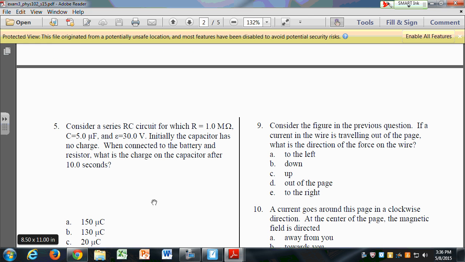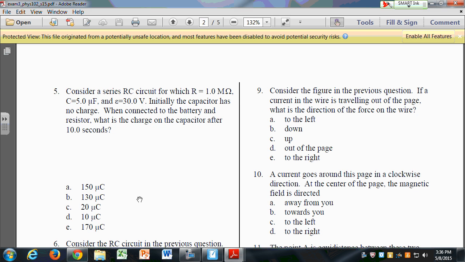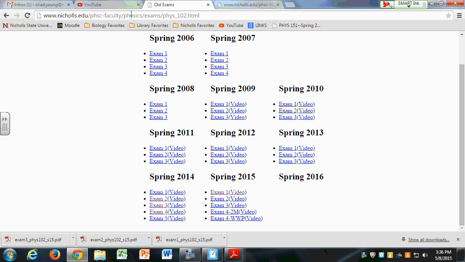Make sure you can work these problems with your exponential functions. Make sure that you look at your equation sheet. They have expressions for charging and discharging. I think they're labeled on there. Is that right?